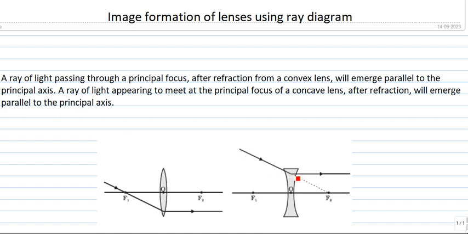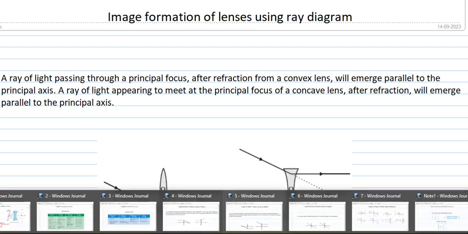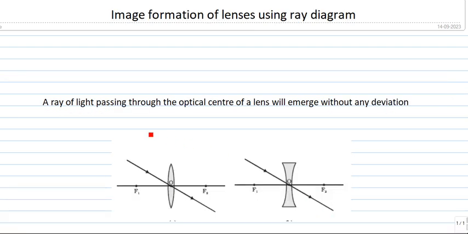So this ray of light which appears to meet at F2 is parallel to the principal axis after refraction. So this is the second point. Now for the third point, what do we have?